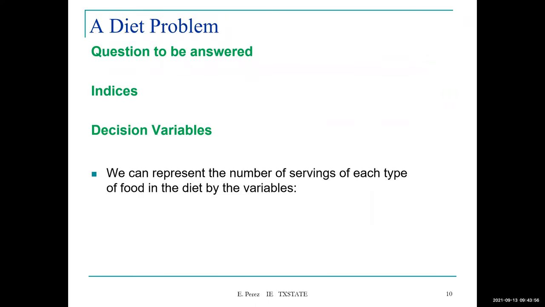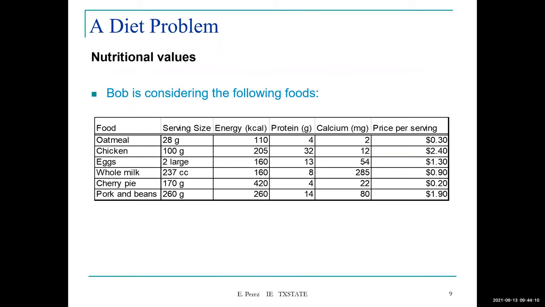So the question to be answered: how many servings of each type of food? So we have six options. He's considering these six options. Obviously, if you were to formulate this yourself, you might have a different list of options here, or you might have an extended list. The problem is going to be the same. The only difference is that you're going to have different data, okay? And you're going to look at that data in order to solve the problem.